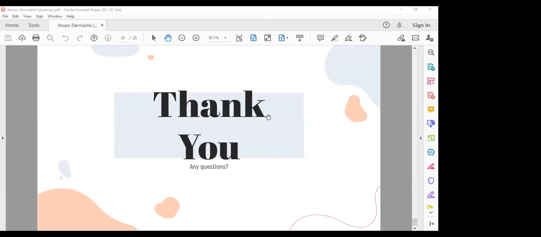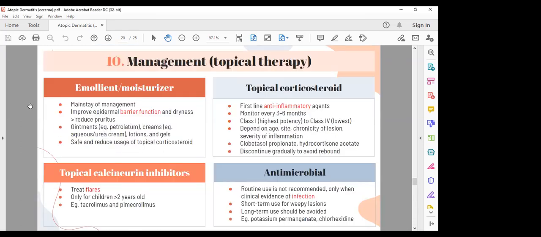Since you say that the diagnosis of atopic dermatitis is made clinically, what is the significance of having extra investigation? Why does an investigation need to be made?